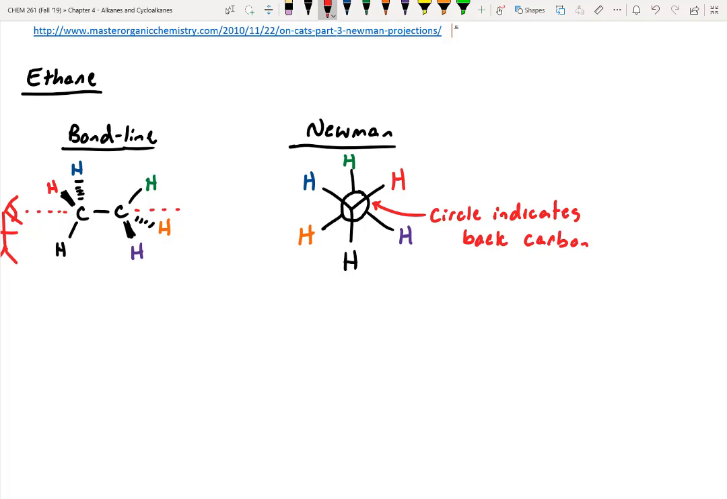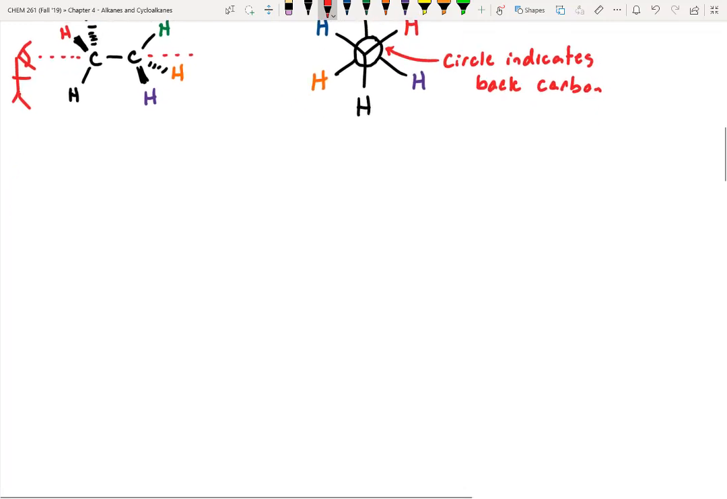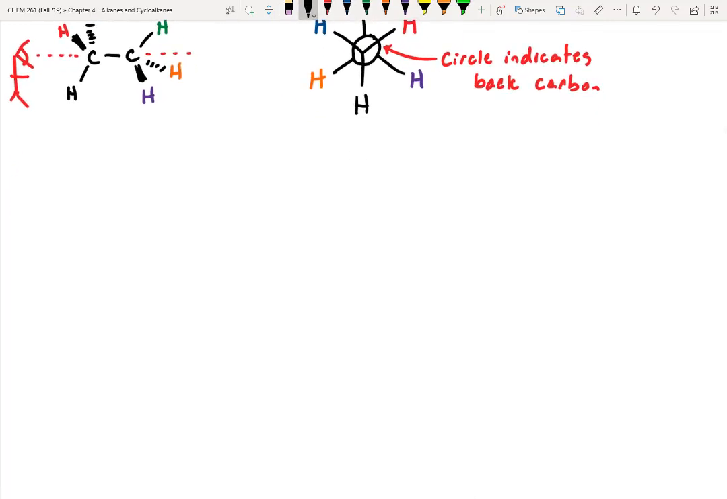What if you have multiple carbons? That's a good question. Right now, we're going to stick with just ethane, and then we'll get into more complicated examples where we have more than one carbon. This can only be used to view down a single carbon-carbon bond, if that makes sense. All right, so now what I want to do is take an example where we do a bond rotation.